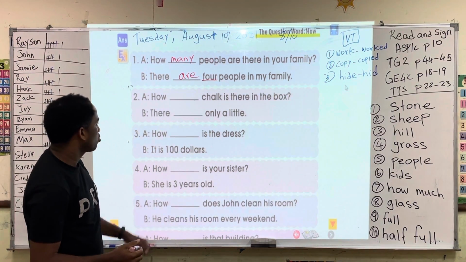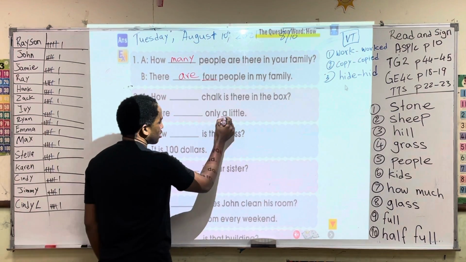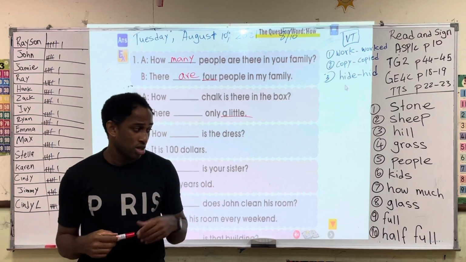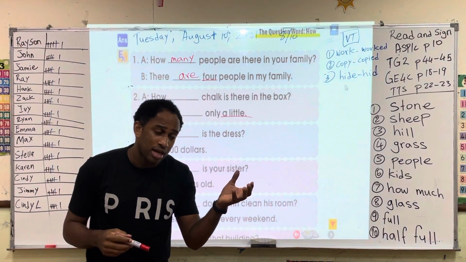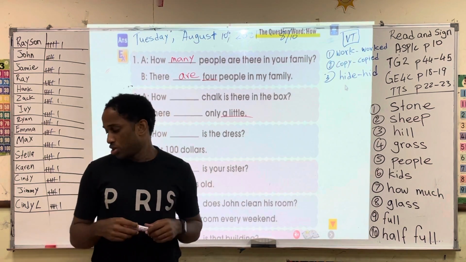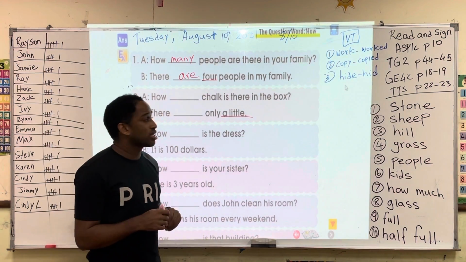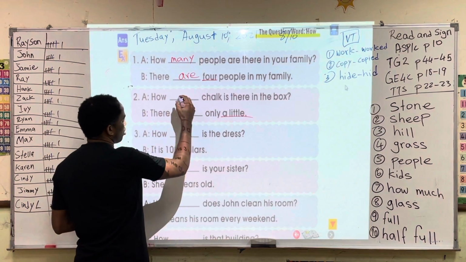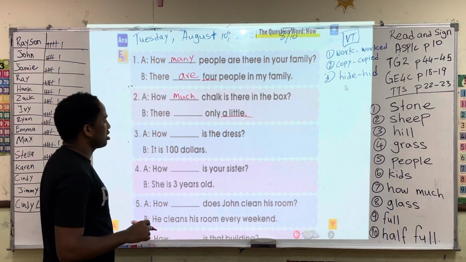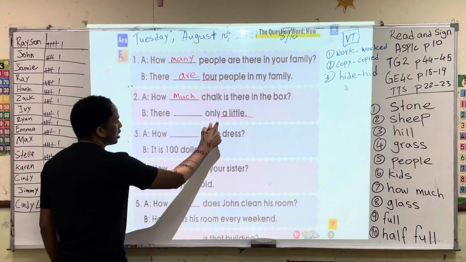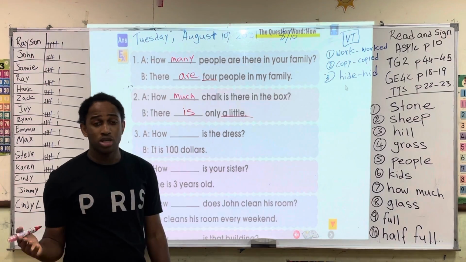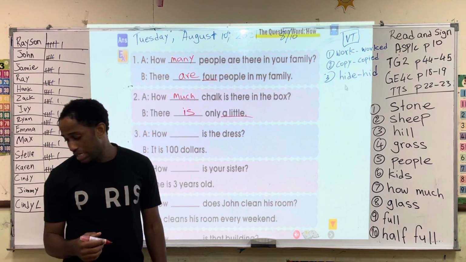Now let us go to number 2. Okay, so we have a little. Remember, a little is used with an uncountable noun. So how much water do you have in the cup? There is a little water. Okay, good. So chalk. You see, how much chalk is uncountable. So how much chalk is there in the box? There is only a little. There is a little. Good.